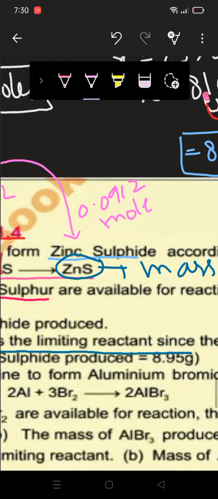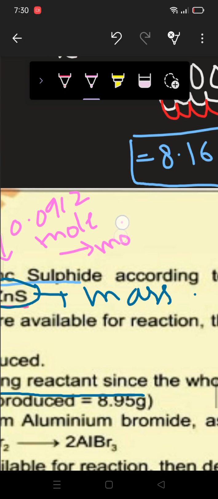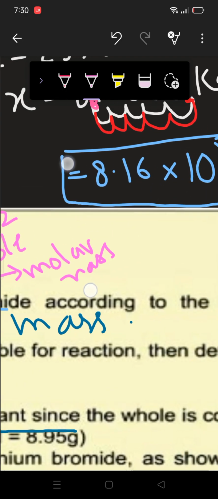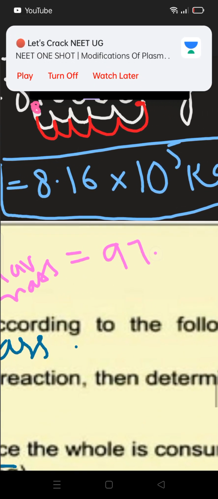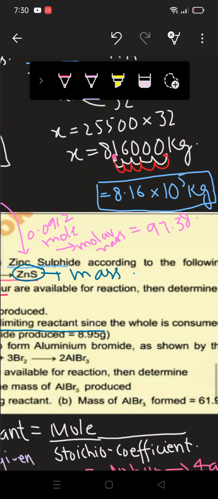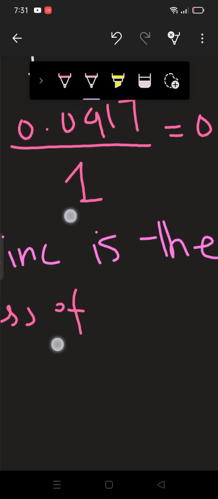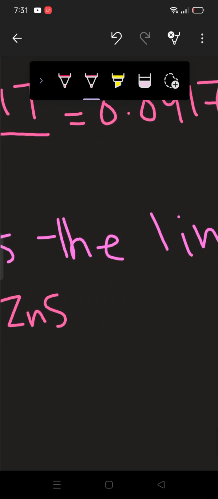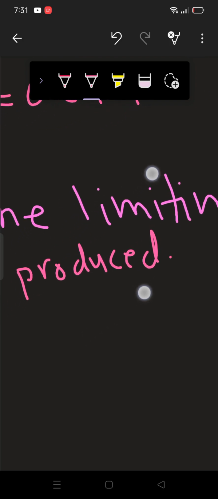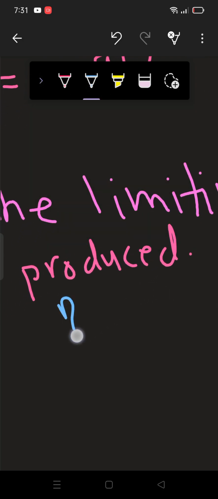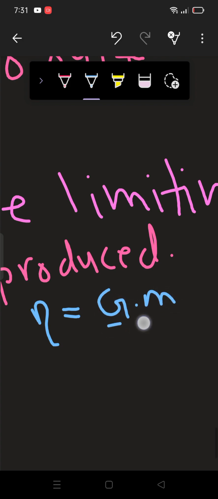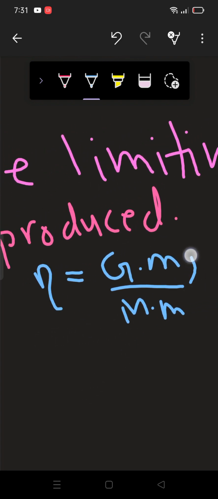Means we know the moles of zinc sulfide and we know the molar mass of zinc sulfide as well. Molar mass of zinc sulfide is equal to 97.38, right? Now we know the formula, right? Let's put the formula for finding the mass of the zinc sulfide produced, right? Initially, let's write the general formula. Number of moles is equal to given mass per molar mass, right? We know number of moles, we know molar mass, we are finding the given mass, right?